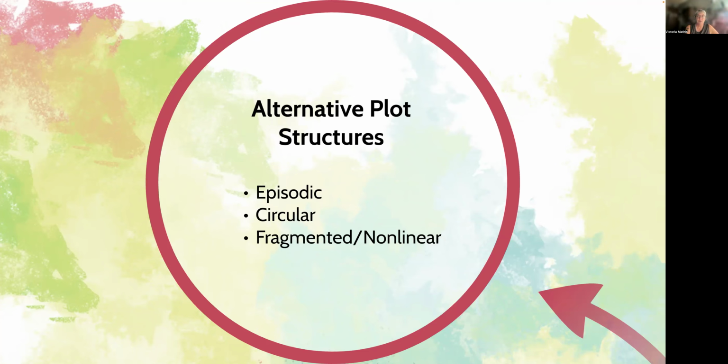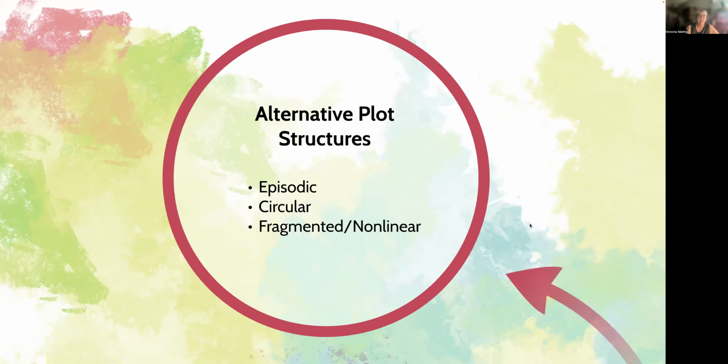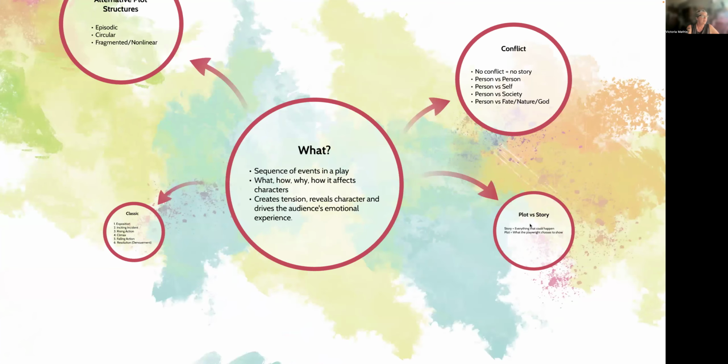Next is the fragmented or nonlinear plot. It breaks the traditional timeline. Events may be told out of order, or they may repeat. It emphasizes memory, perception, and psychological depth. A really good example of this would be The Glass Menagerie by Tennessee Williams, which is told through memory.